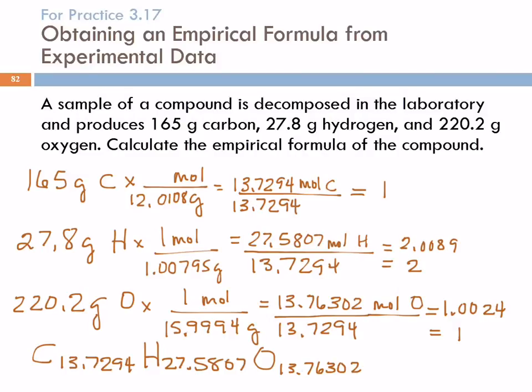So my formula then is C1H2O1, except we don't write the ones. So let's get rid of those. CH2O. Any questions? One molecule will have one carbon atom, 2 hydrogen atoms, and 1 oxygen atom. That is the ratio that's given by these numbers. It's just hard to see them because they're such messy numbers. Any questions?